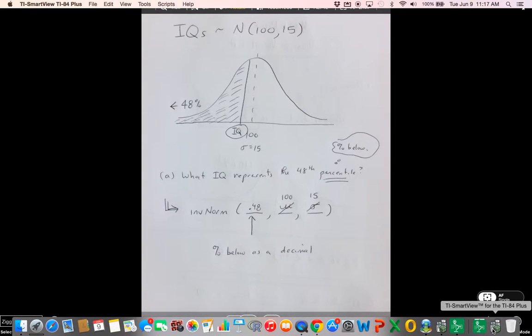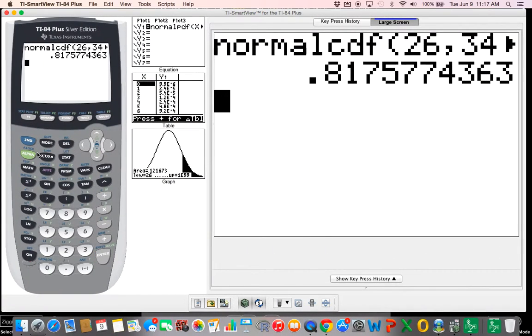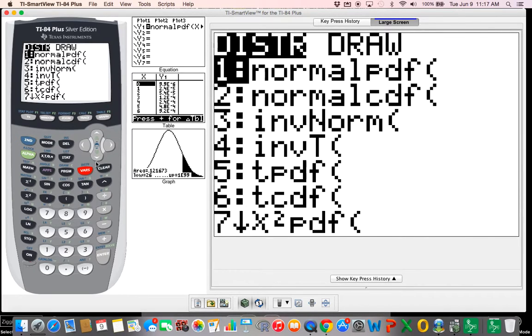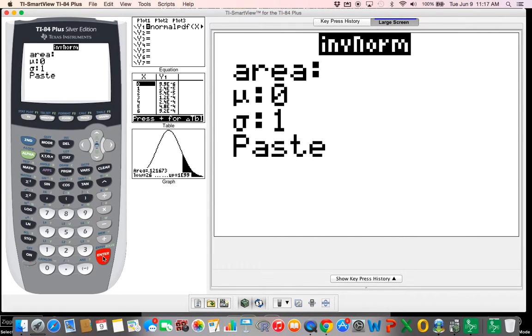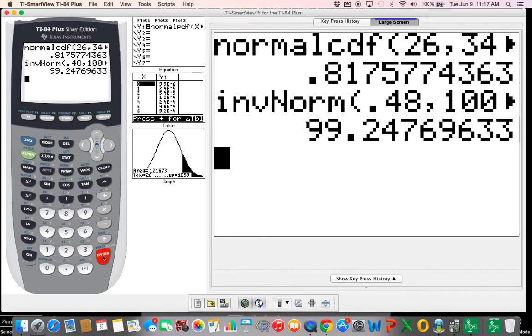So gang, what we can do here is just go to second function distribution, come down to number 3 instead of number 2 that we've used previously for the inverse norm. We want our area to be 0.48. We want our mean to be 100. And we want our standard deviation to be 15. Come to paste, hit enter again.